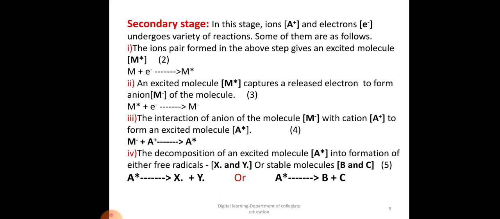Secondary stage. In this stage, ions and electrons undergo a variety of reactions. Some of them are as follows. First, the ion pair formed in the above step gives an excited molecule. Second, an excited molecule captures a released electron to form an anion of the molecule. Third, the interaction of the anion of the molecule with a cation forms an excited molecule. Fourth, the decomposition of an excited molecule forms either free radicals or stable molecules.